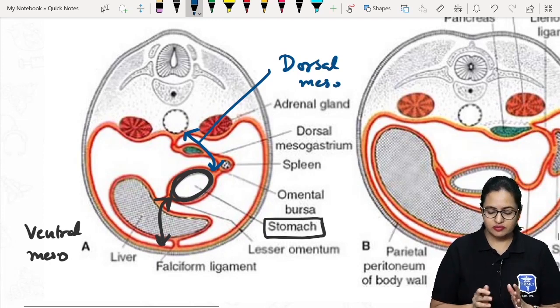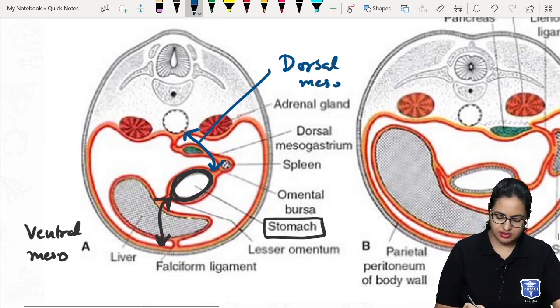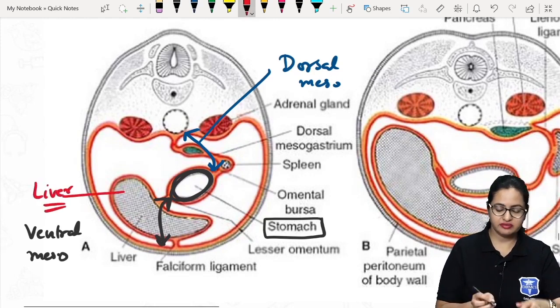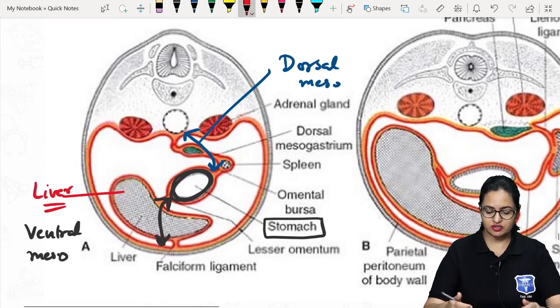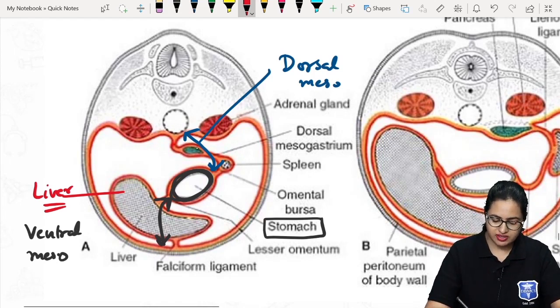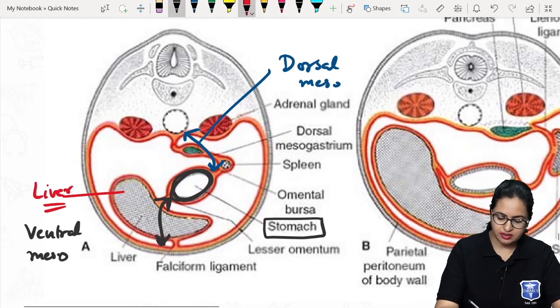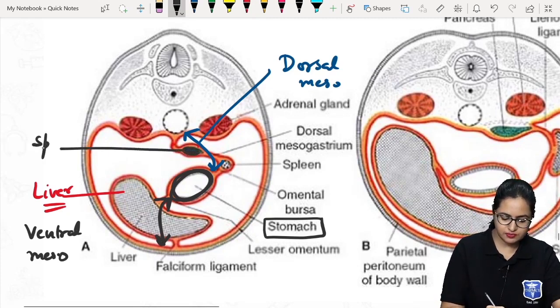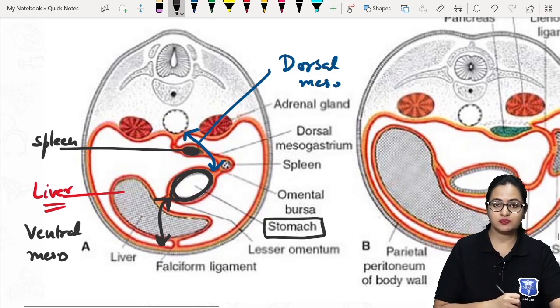Now within the ventral mesogastrium, as you can see, there is a structure which is developing over here, and that is the liver. So we say the liver is developing within this ventral mesogastrium. When we talk about the dorsal mesogastrium, the structure developing in it, this green colored structure, is the spleen.